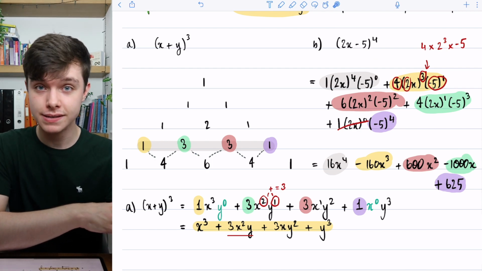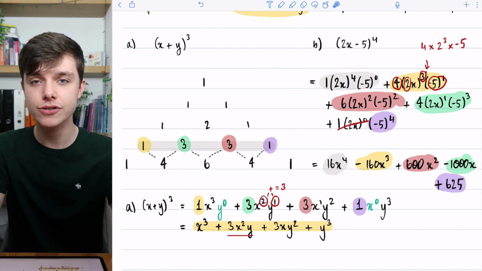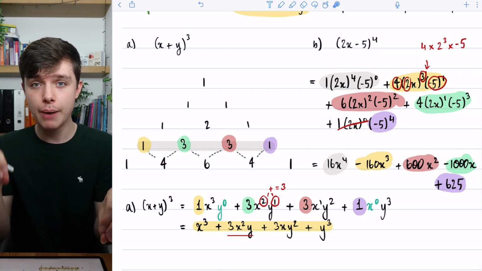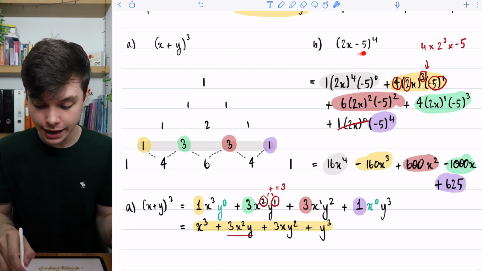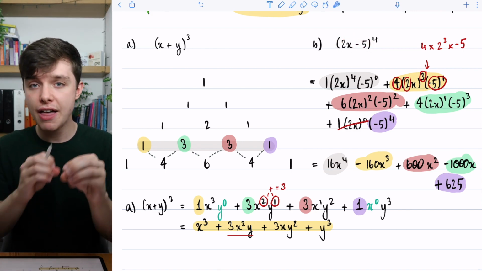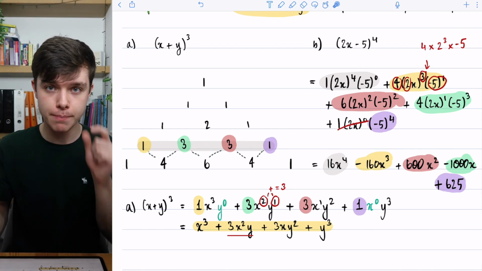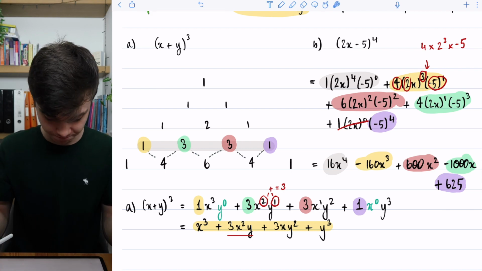Really, just practice this. Practice writing out Pascal's triangle, finding your coefficients, and then decreasing the powers of this first term and increasing the powers of this term. And then just use a calculator to work out what your coefficient is going to be. And make sure the powers are correct.